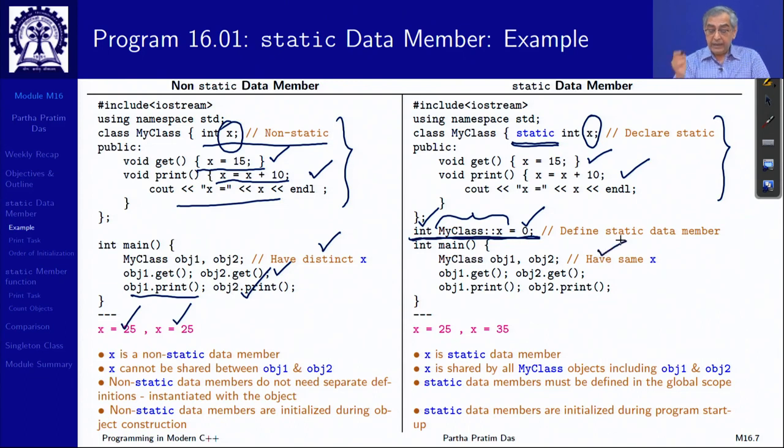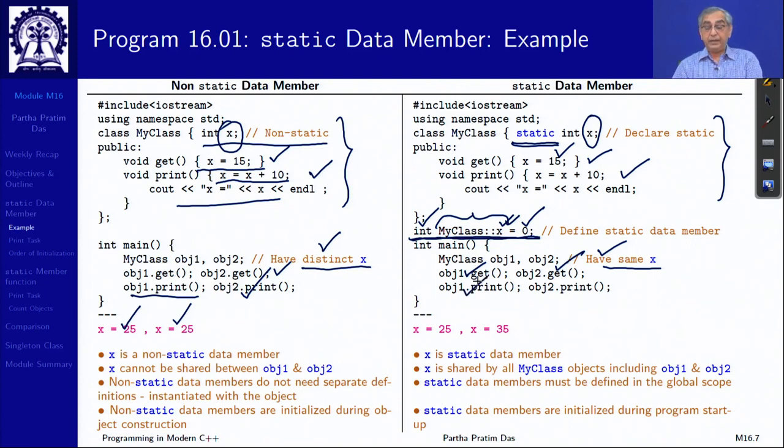Now, I again create two objects. In contrast to the previous case where x was a part of the object, so I had two different x's, here I have one x which is not a part of any of these objects, it is outside of that, it just belongs to the class. So, now if I do get x, this x is set to 15, I do get on the second object, again this is reassigned 15. So, its value is 15.